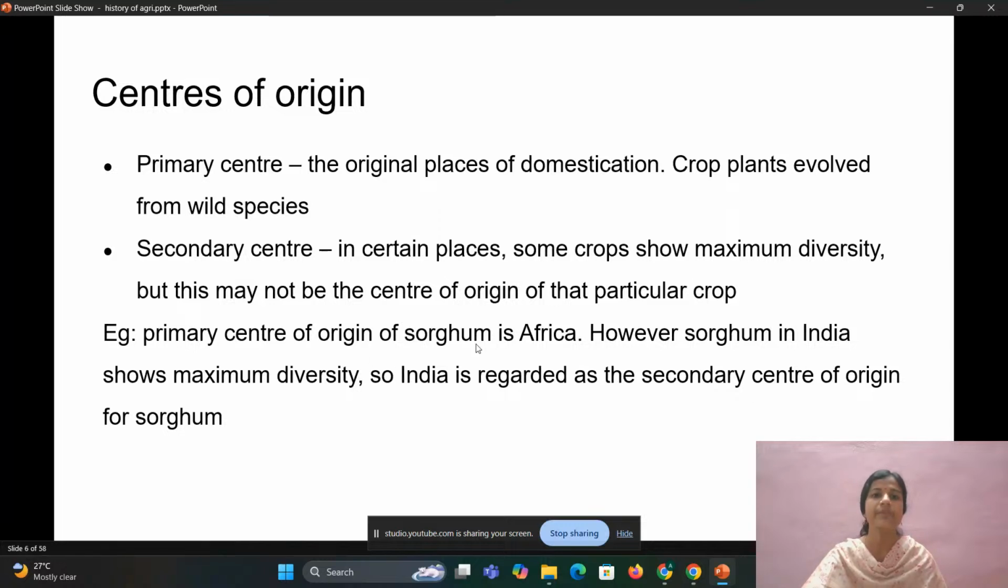For example, take the case of sorghum. Sorghum is a millet. The primary center of origin of sorghum is Africa. Whereas when we see sorghum in India, we can see that diverse types of sorghum plants or diverse species exist in India also. So India is regarded as the secondary center of origin for sorghum, but it was first domesticated in Africa. So Africa is regarded as the primary center of origin of sorghum. That is the difference between primary and secondary center. Primary center is the original place of domestication of a particular crop, whereas secondary centers are places other than the primary center where maximum diversity of a particular crop can be seen.